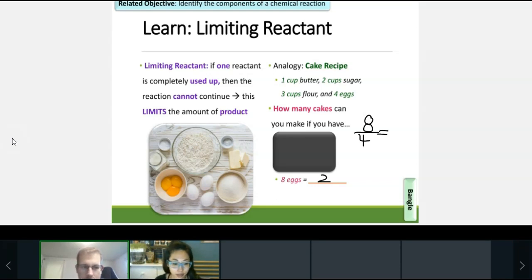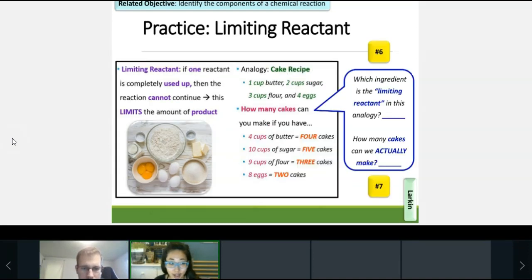The ingredient that is going to run out first is going to be known as our limiting reactant. So let's think about that. We had 4 cups of butter can make 4 cakes, 10 cups of sugar can make 5 cakes, 9 cups of flour can make 3 cakes, 8 eggs can make 2 cakes. So tell me in the chat, which thing will I run out of first? Am I going to run out of butter, sugar, flour, or eggs first? Think about which of these makes the least amount of cakes.